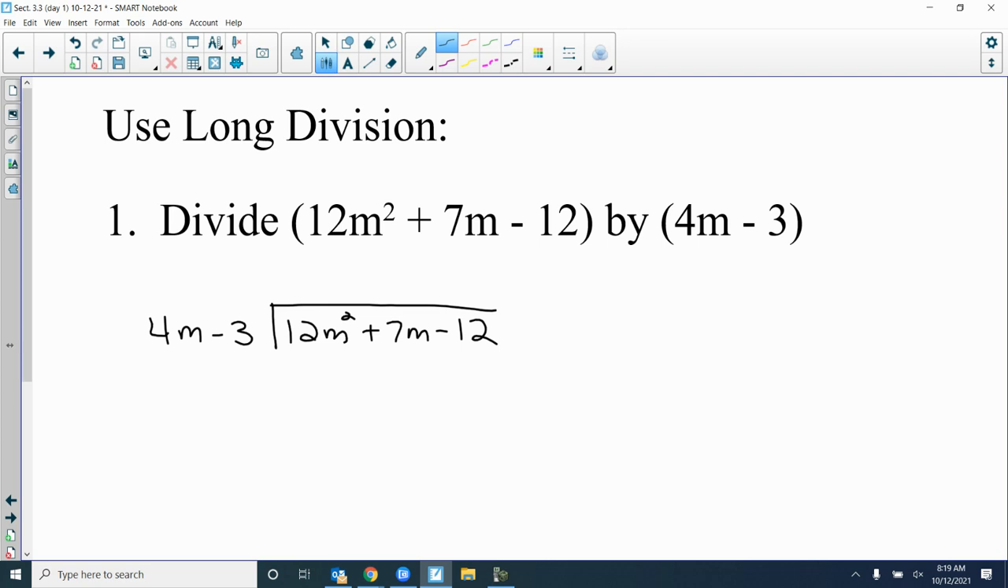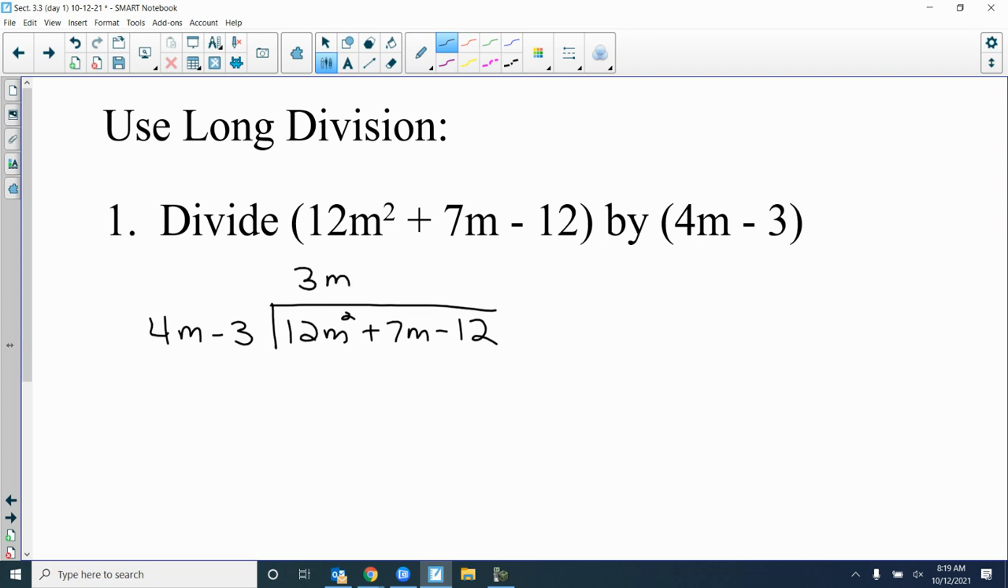Just worry about the 4m. And we want to take and see how many times the 4m goes into 12m squared. Just do those two. The other way to think about it is what times 4m gives you 12m squared. Sometimes that's a little bit easier. What times 4m gives you 12m squared? It would be what? 3m. So that's what's going to be our term up here. So that's going to be 3m.